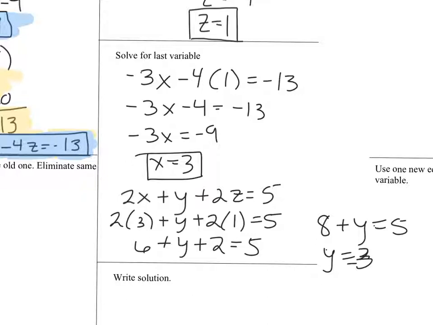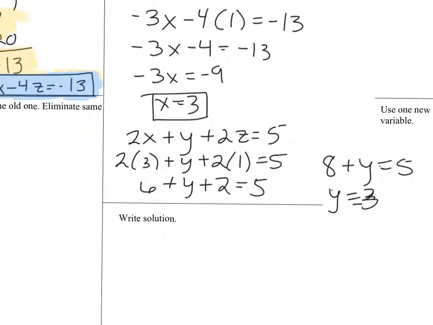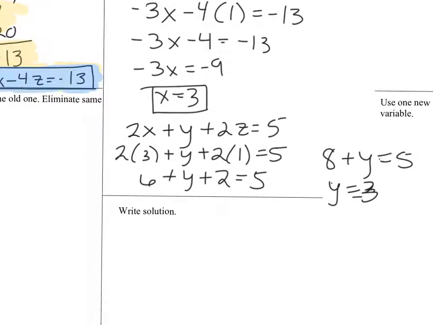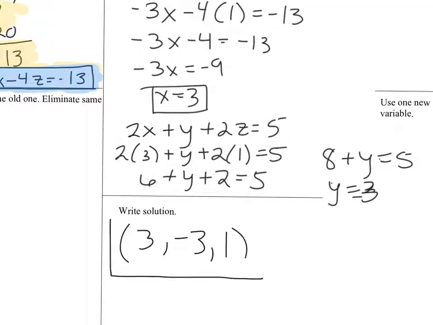So our solution, when we go to write it, we write as a coordinate point. We're going to say 3, comma, negative 3, comma, 1 is our solution. And that is how we do elimination.